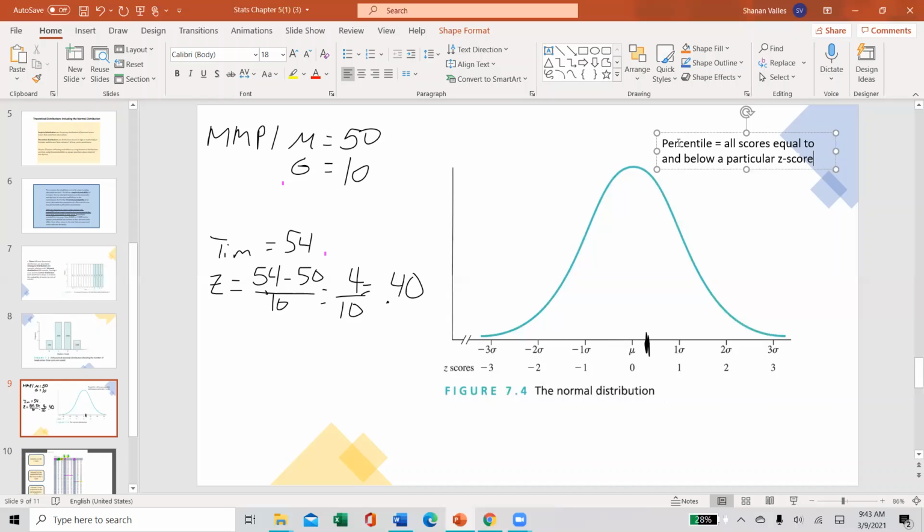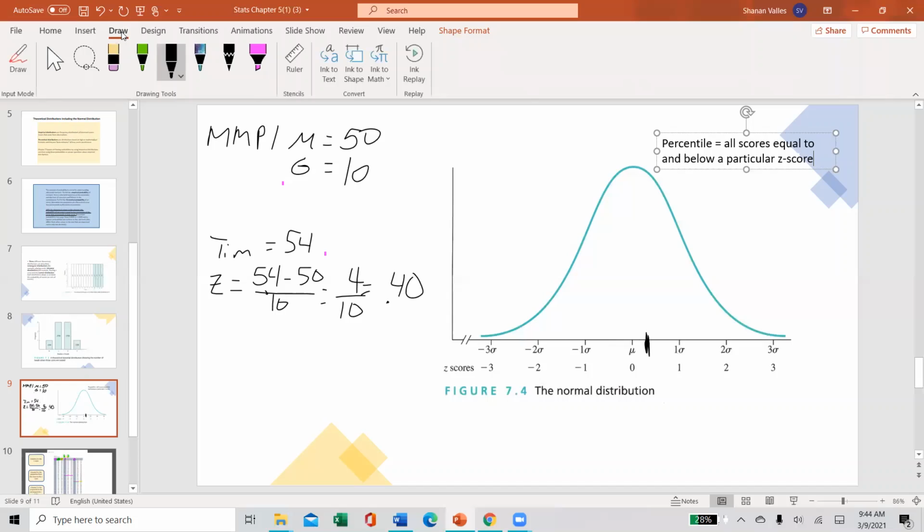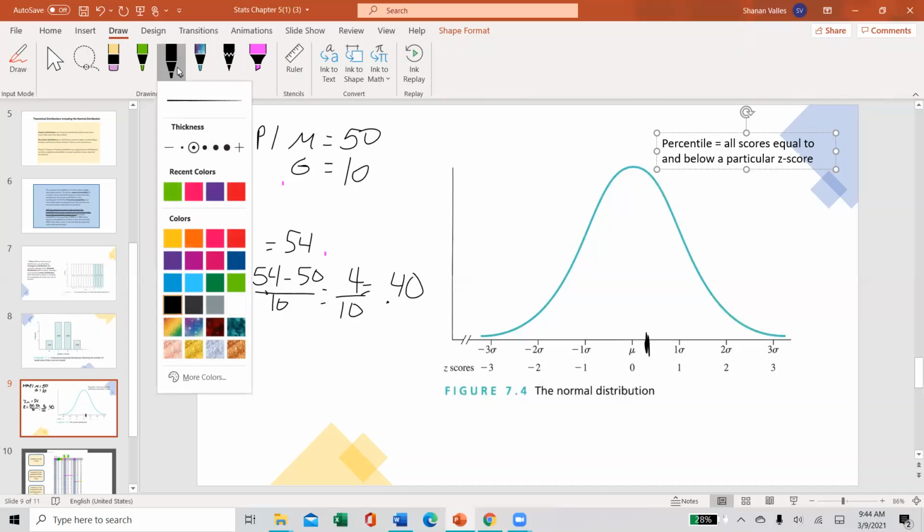So what this means is we need to find, right here we have Tim. Okay, let's see. Oh, do I draw? Why isn't it doing it? Tim, come on, Tim.